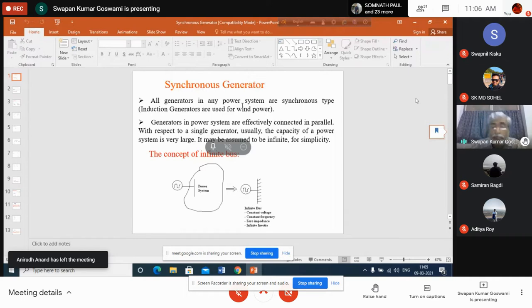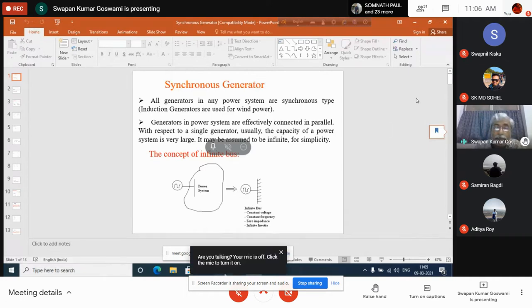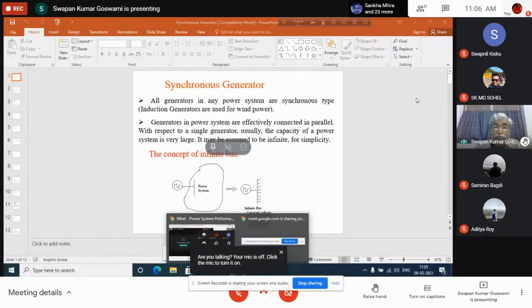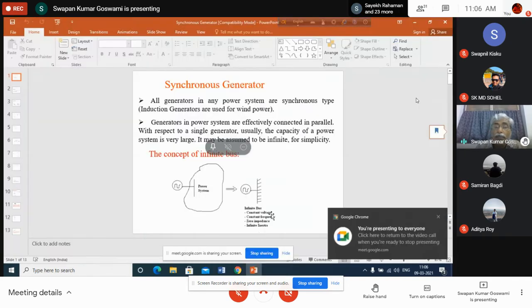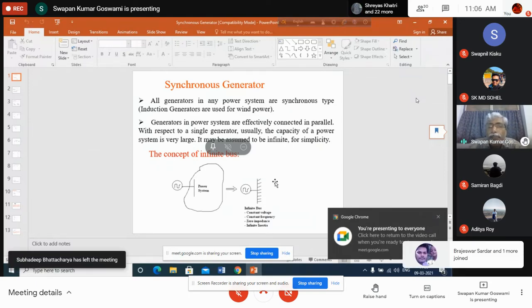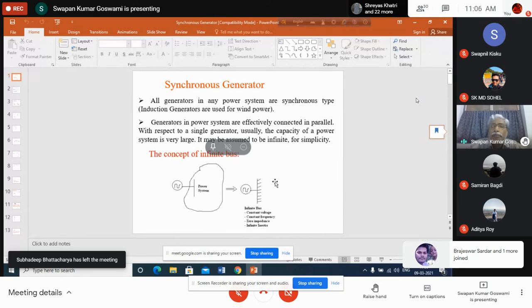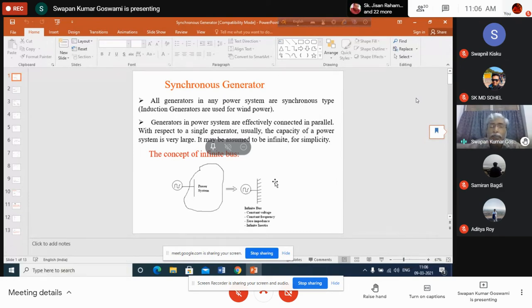And we are discussing the performance of a synchronous generator when it is connected to a large power system. What is the system? A system that may be assumed to be represented by a single bus. That bus we call the infinite bus.